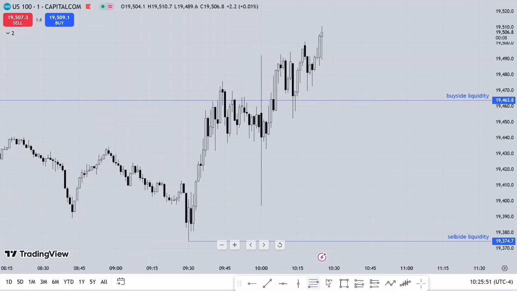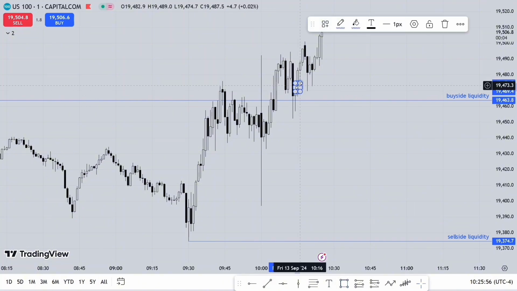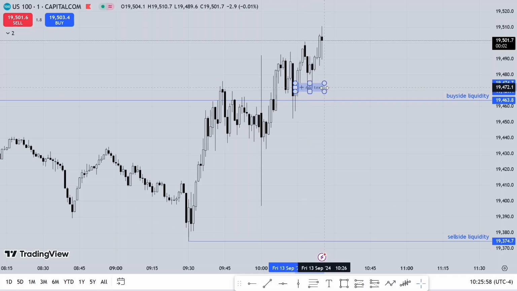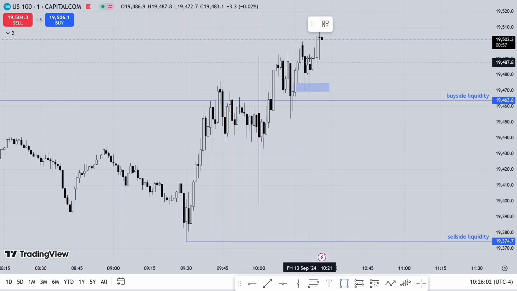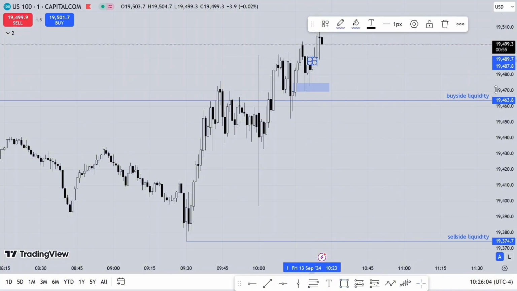So on the Nasdaq, it traded inside of this imbalance here. So after balance, this imbalance here also.